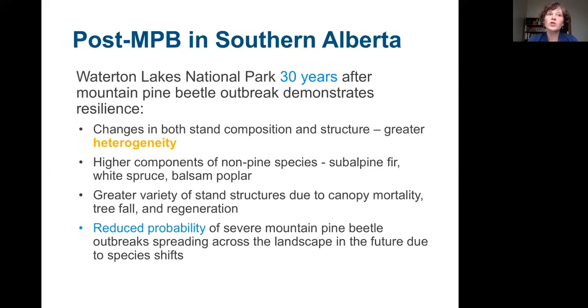We think of heterogeneity as being good. So we have higher components of non-pine species, so subalpine fir, white spruce, and balsam poplar. And this has created a greater variety of stand structures due to the mortality, tree fall, and regeneration. Overall, in these stands, there's likely a reduced probability that there'll be a severe mountain pine beetle outbreak in the future, because there's that much less host on the landscape.